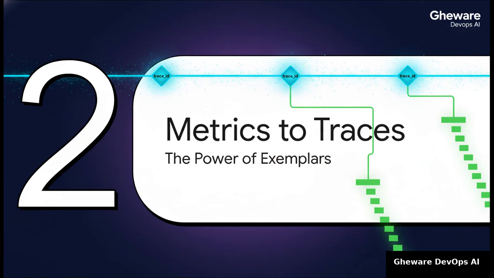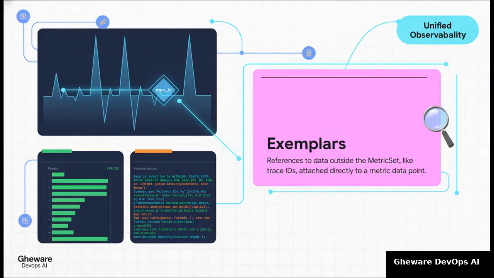Okay, let's start building. Our first connection is going to link the what from our metrics directly to the where in our traces, and the piece of tech that makes this magic happen is called exemplars. So what exactly is an exemplar? Well, think of it like a little bookmark on your metric graph. It's a reference, specifically a trace ID, that's attached to one single data point. So when you see that big latency spike on your graph, an exemplar can point you to the exact trace from a request that was part of that spike.